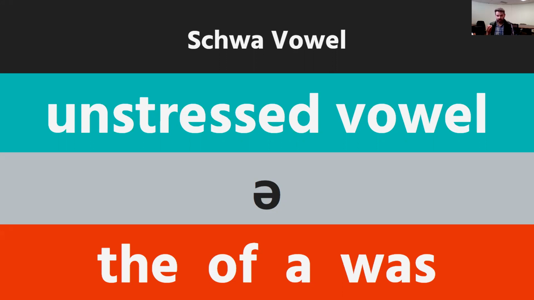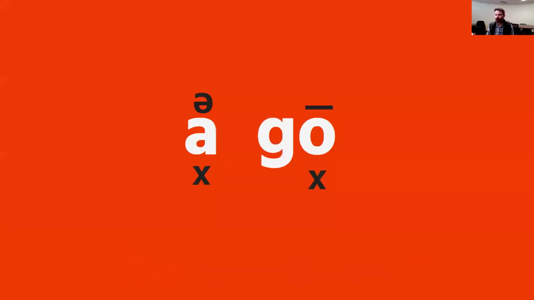Not only are some syllables in English unstressed, and so they tend towards that middle of the mouth sound, the schwa sound, but there are words in English which are almost always unstressed as well. And so the vowel in those words, like these examples, the, of, was, also use the schwa sound. So the goal here is to talk about how word stress and sentence stress have some similarities.